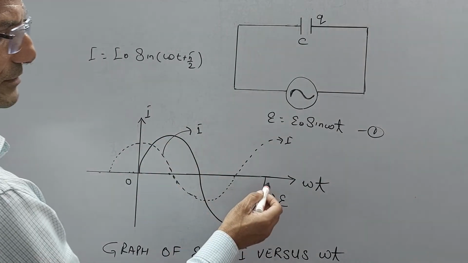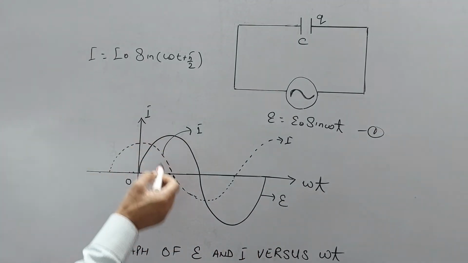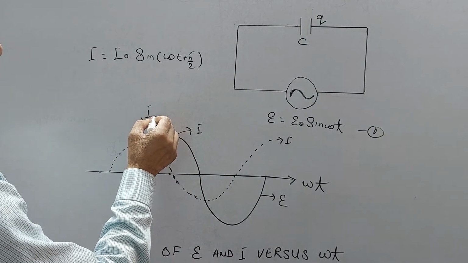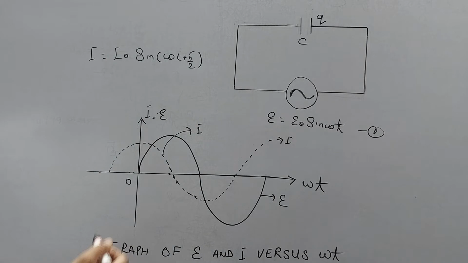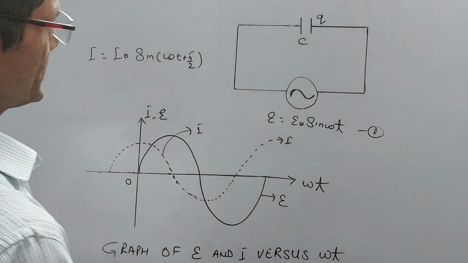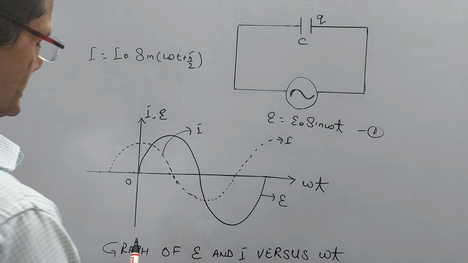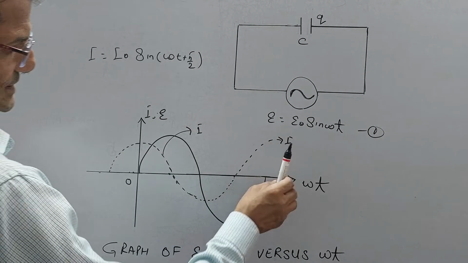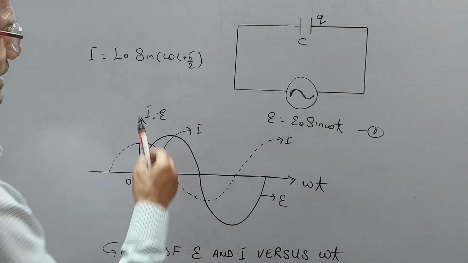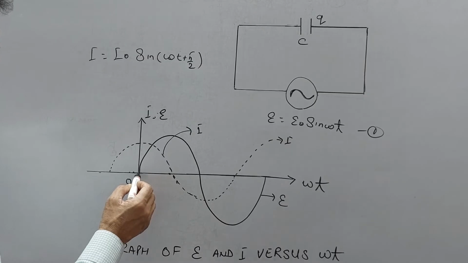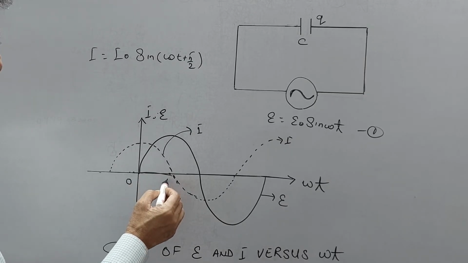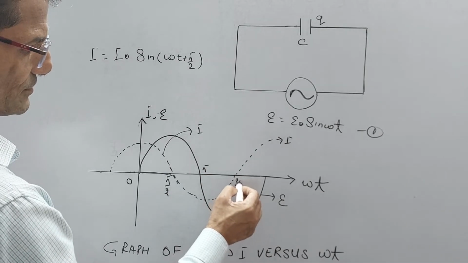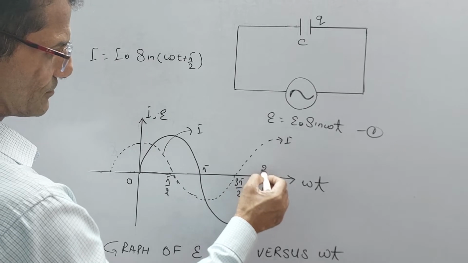The graph of EMF versus omega t, and the dotted line will be the graph between I and omega t. We already know that current is ahead of the voltage by an angle of pi by 2. It means that current will cross the positive x-axis earlier than the voltage by an angle of 90 degrees. That's why the difference between these should be pi by 2, and then pi, then 3 pi by 2, and then 2 pi.